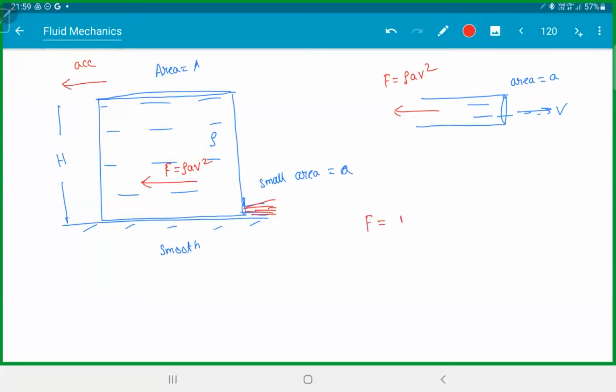So F is equal to mass into acceleration. This is rho a v square. Mass is how much? Rho times total area times height h, into acceleration. Rho cancels off. V square is 2gh, so we get 2 a g h equal to A into h into acceleration. H cancels off. We actually get a pretty interesting answer. The acceleration will be 2ag by capital A. It is independent of the height. Means no matter how much the height level decreases, the acceleration is constant.